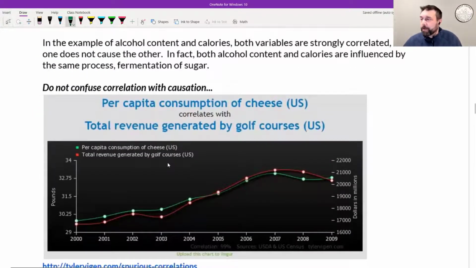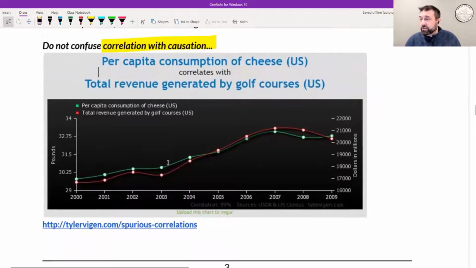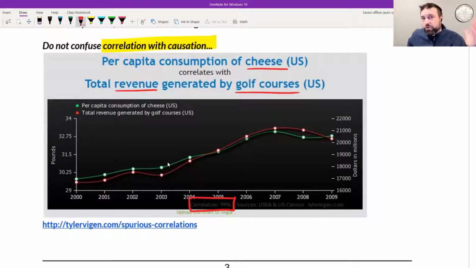Remember, correlation does not mean causation. Just because two things are correlated doesn't mean that there's causation. And so here again is an example from the spurious correlations that we talked about earlier, right? This is the per capita consumption of cheese. So how much cheese people are eating in the United States. And it correlates at a 99% level with the revenue generated by golf courses. Okay, so as people eat more cheese, golf courses make more money. People eat less cheese, golf courses make less money.